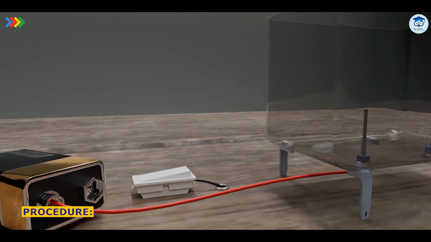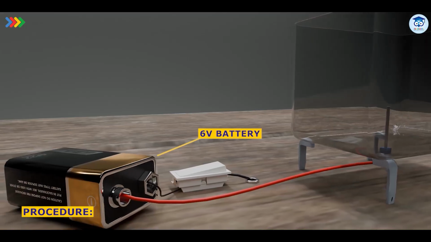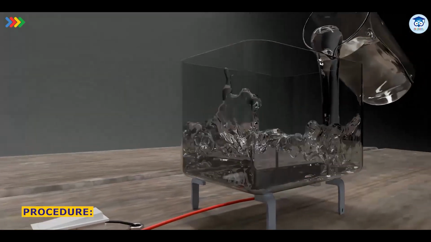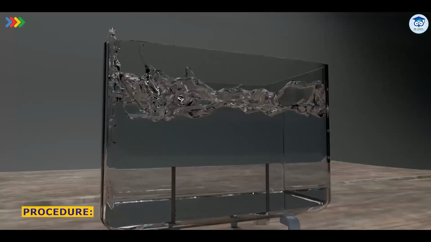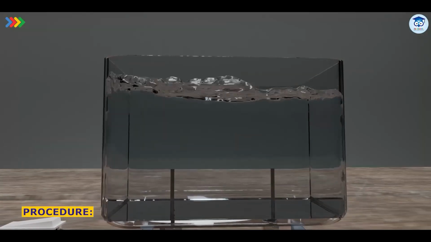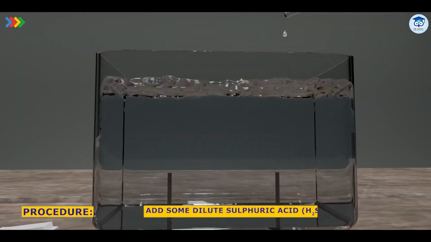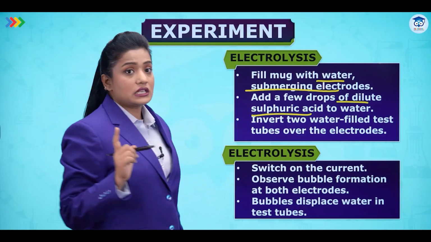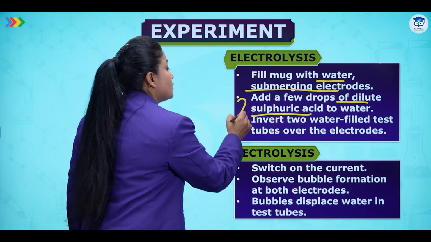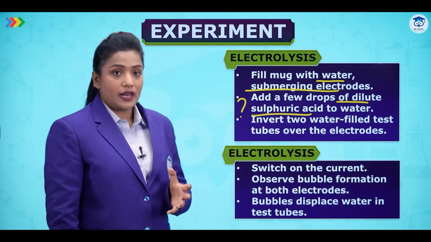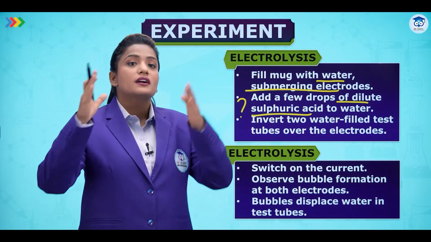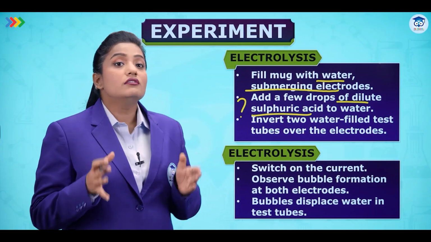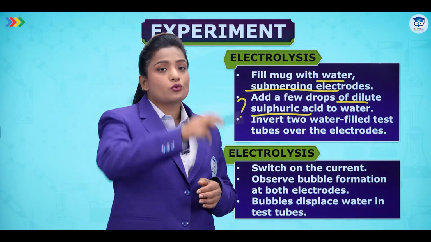So what we are doing, we have connected the electrodes to the battery and we are trying to make a circuit. Now we are going to fill the mug with water, submerging electrodes into it. To this water, we will add some drops of dilute sulfuric acid. Now the question comes, why are we adding some drops of dilute sulfuric acid? Well, what we are trying to do, we are trying to make a circuit. A circuit will allow electric current to pass through it.